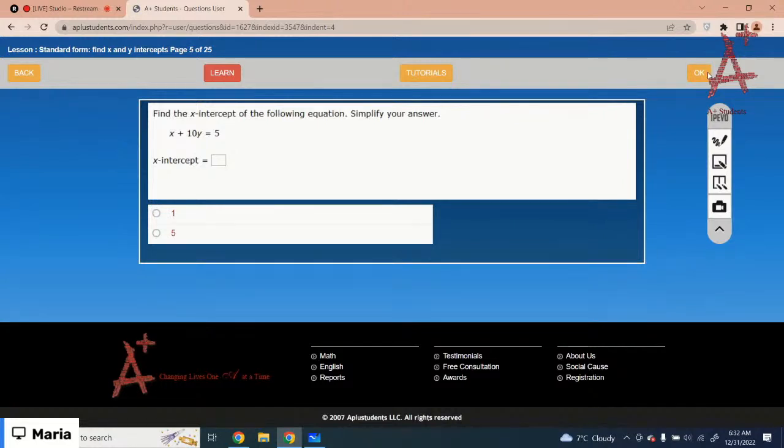Okay, find the x-intercept of the following equation. Simplify your answer. So which is the correct option? You have to find the x-intercept. You have to replace which variable with 0? Y variable. So replace the y with a 0. So it will be 10 times 0 is 0. So then x equals 5. The correct option is x equals 5. Just select the correct option and click on the OK button.